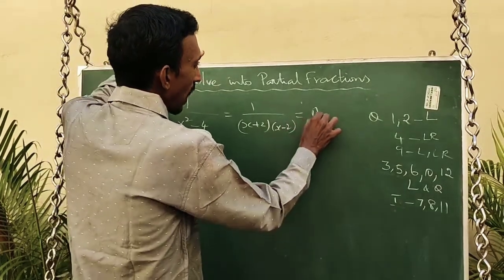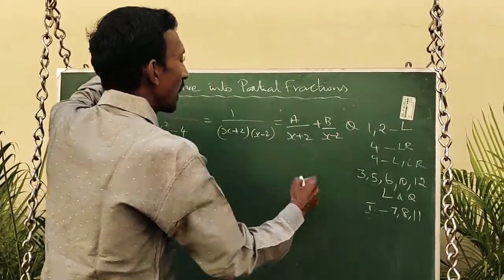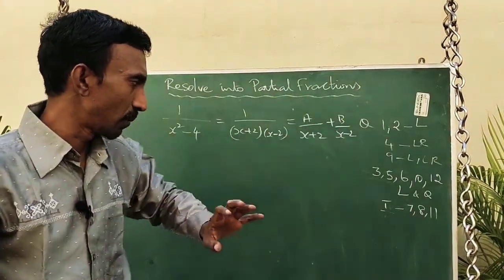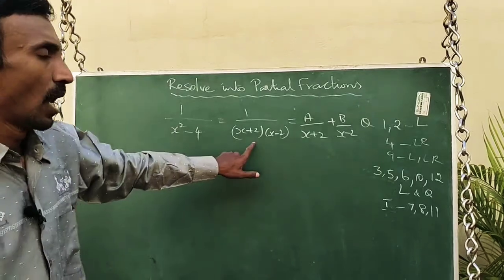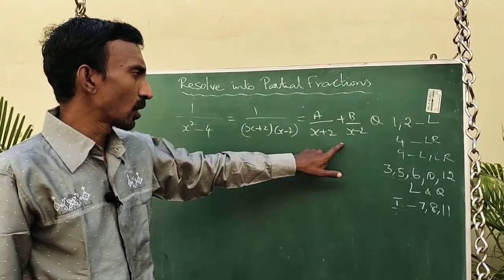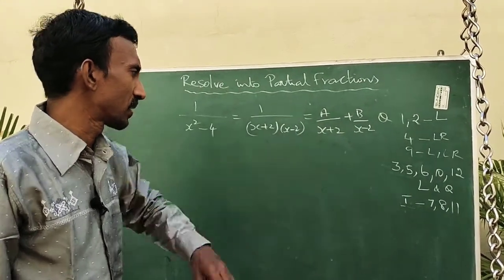The method is a by (x plus 2) plus b by (x minus 2). Here you can use the concept to eliminate a and b, and we get the final answer. Initially it is in the form of a product. Now we convert it into a sum. We use this for integration.